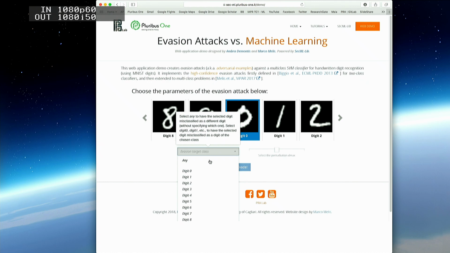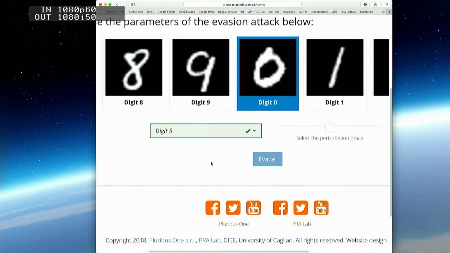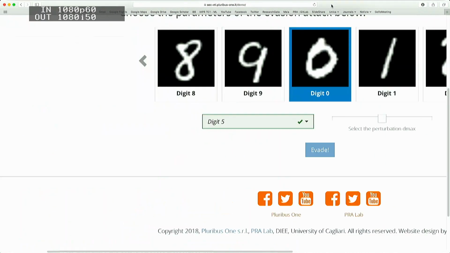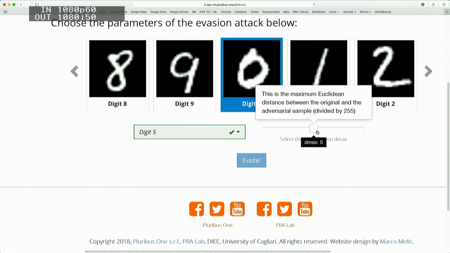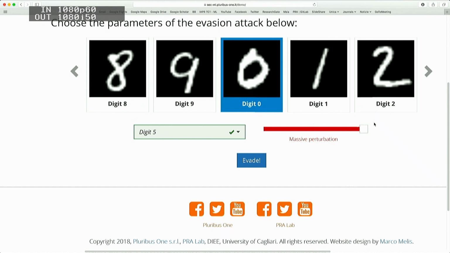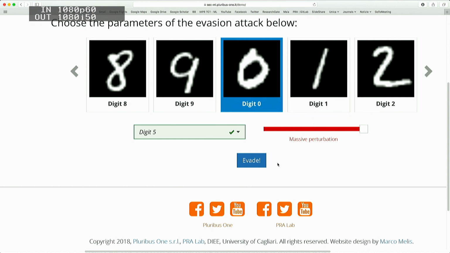And here, you can either pick any or select one of the digits. Let's take 5, for example. I'm not sure if you can see it. And then here you can select the amount of perturbation, which is the epsilon, essentially. Okay, it doesn't change. Okay, let's see what happens if we perturb 0 with a very large perturbation.